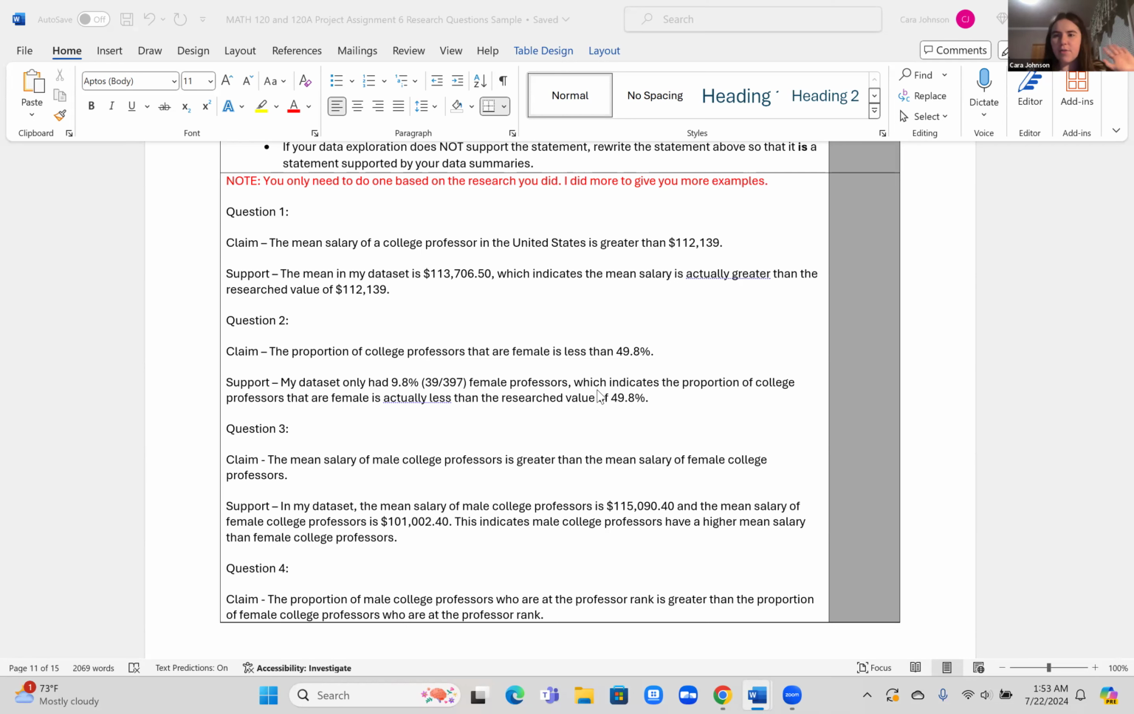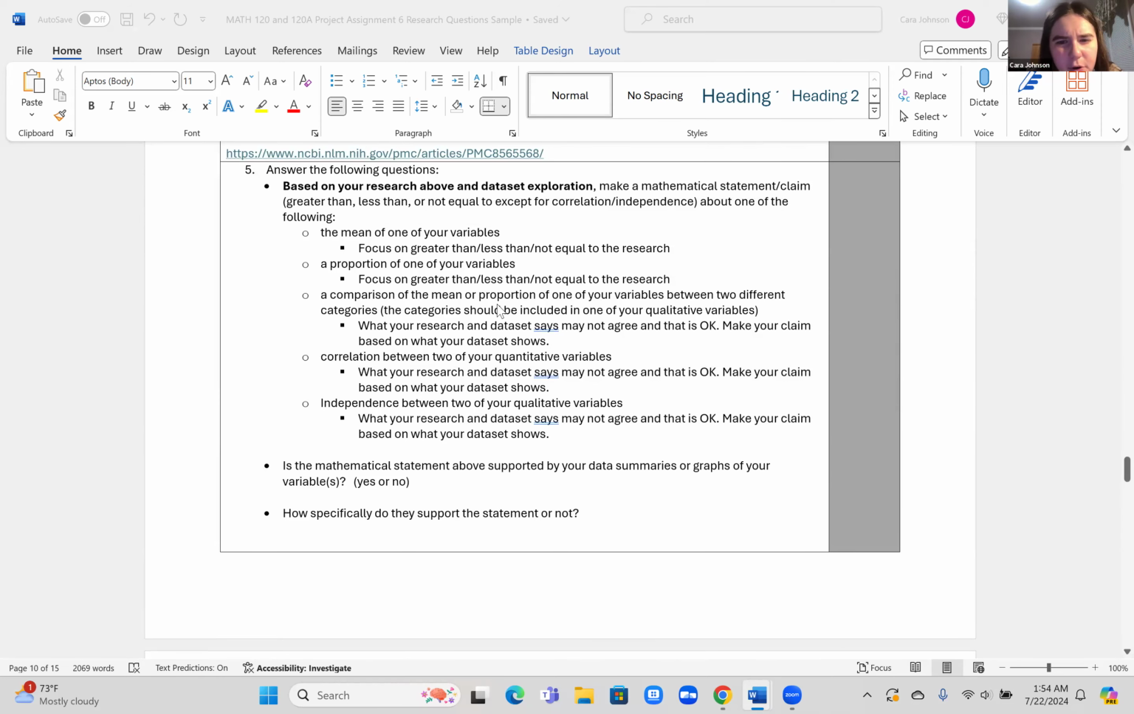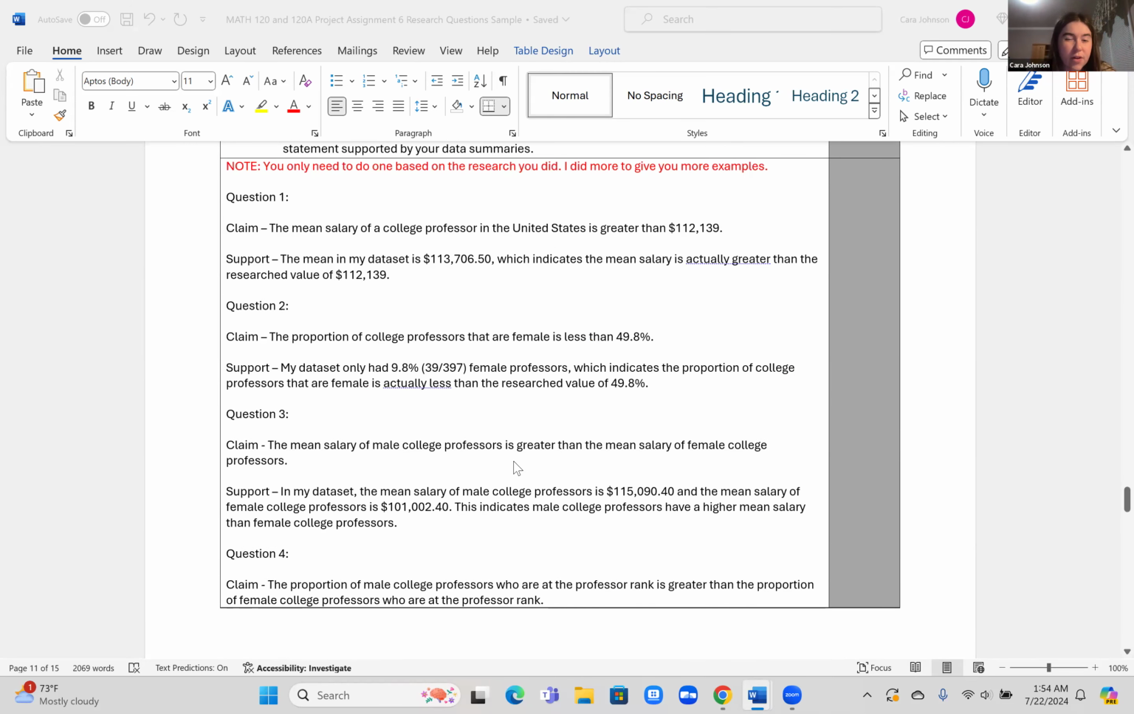So that's if you're doing a claim for either a single mean or a single proportion, where you're just dealing with the numerical value of that variable. But of course, there are other types of questions. So, for example, if you did ones with a comparison of a mean or proportion between two different categories. On this type of question, this is really going to be based on your data more than your research. Your research might say something entirely different than your data for this. For the previous questions, we were using the numerical numbers as a basis for comparison to our data set. But in these questions, we're not really doing that. The research might not even make sense for the data. In this case, it did.